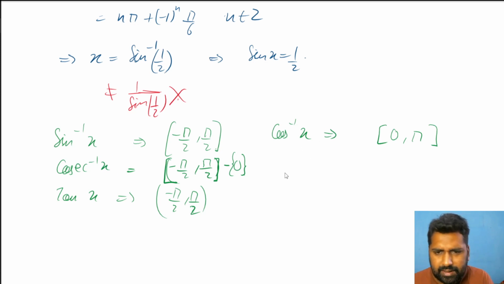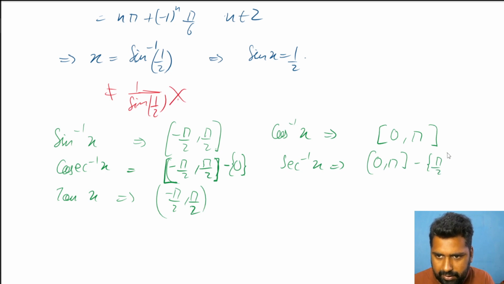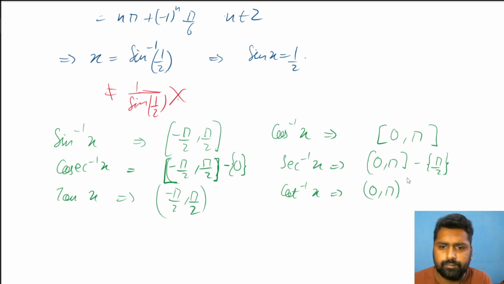Cosec I've given, cos I've given, and then sec will behave pretty much the same as cos, 0 to pi, except you cannot have pi by 2 as your answer. Same reason: cos pi by 2 is 0, so sec pi by 2 is infinity, which is not defined. That's why you cannot have this as your answer. And finally cot inverse will give the answer in 0 to pi.